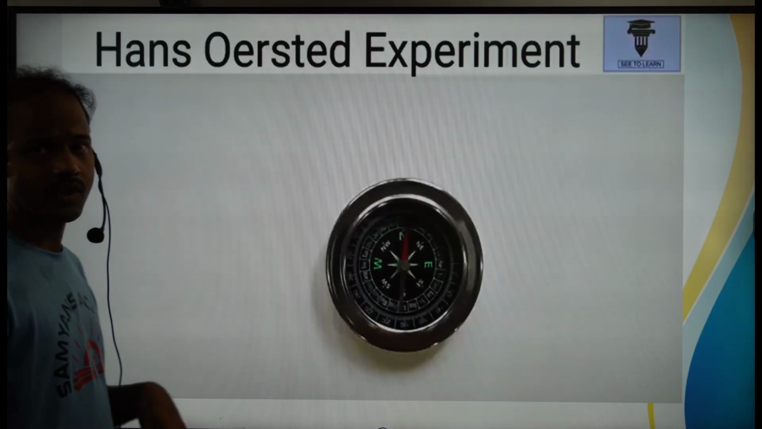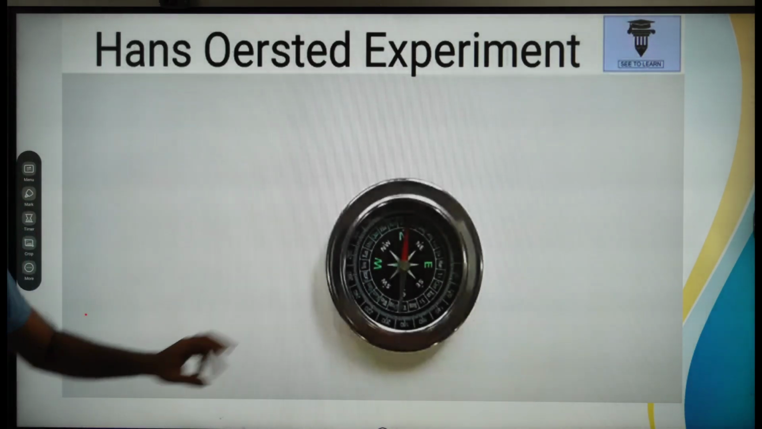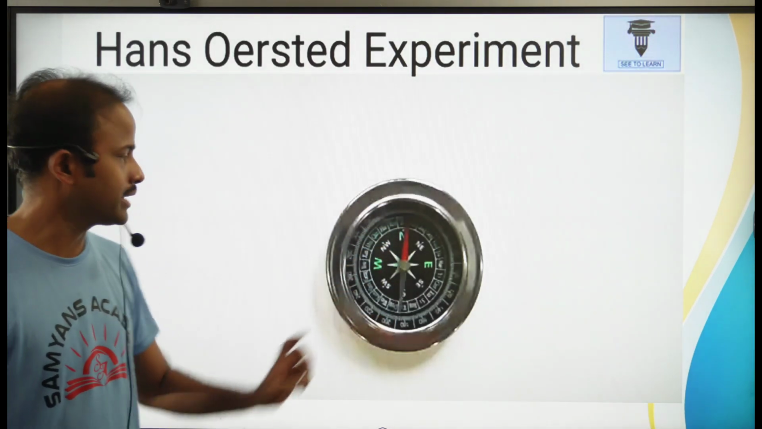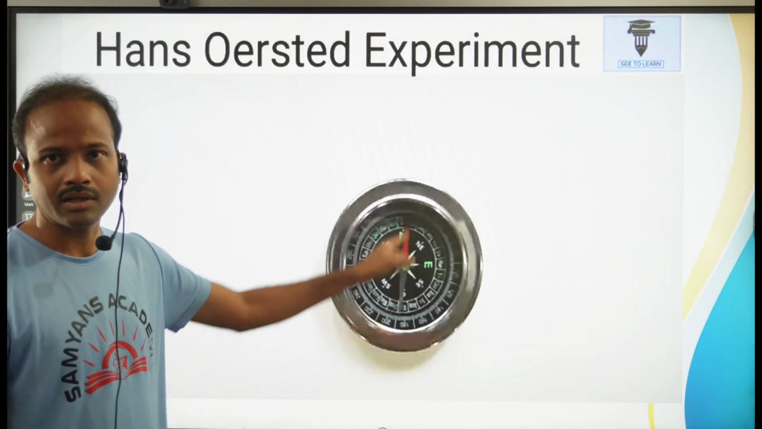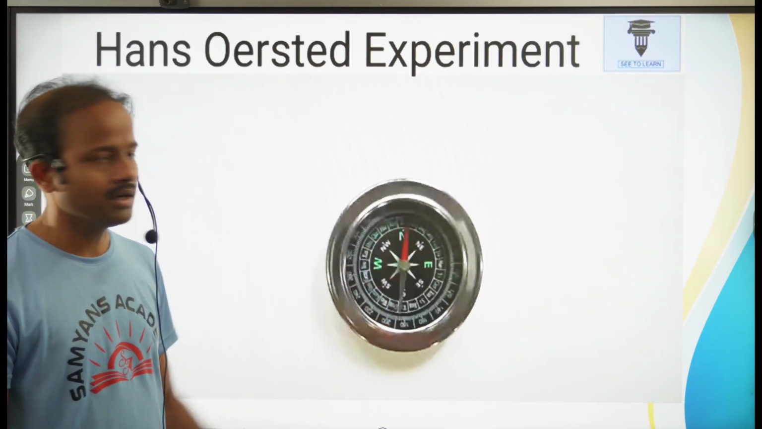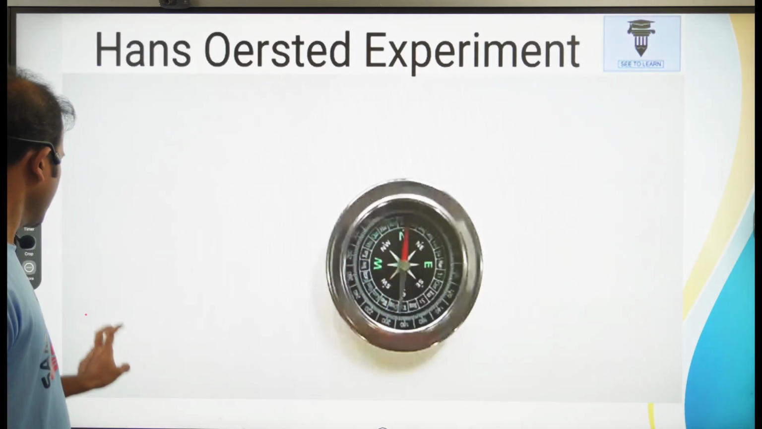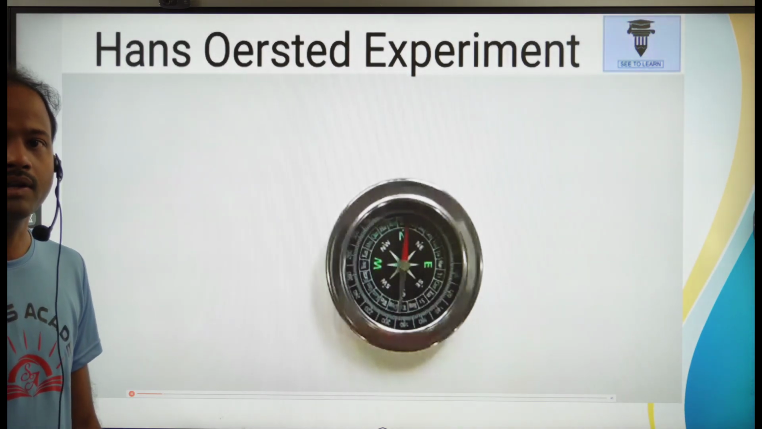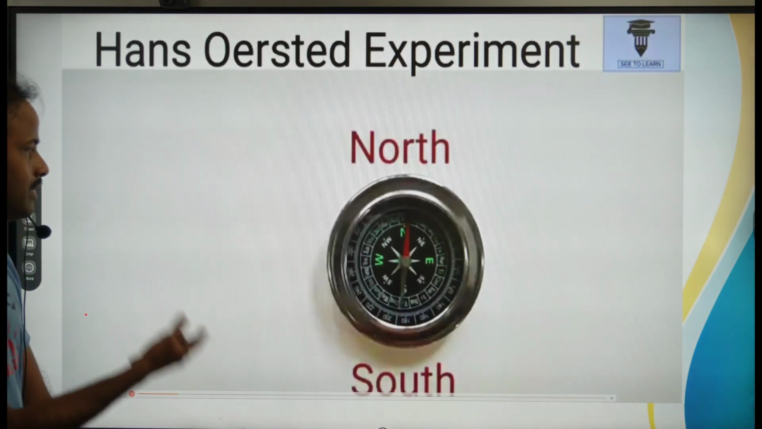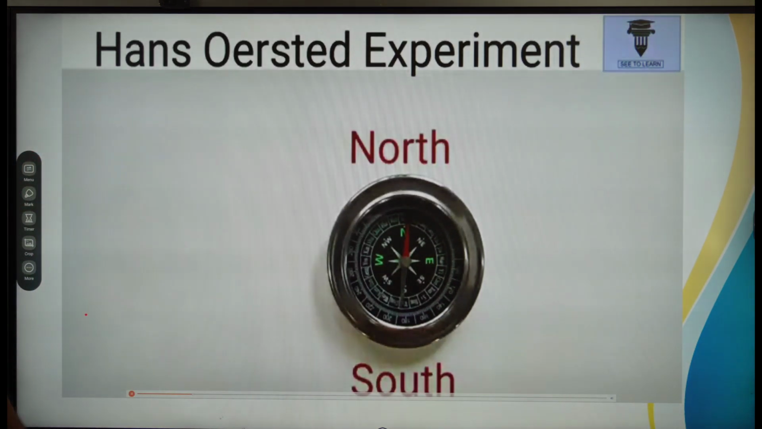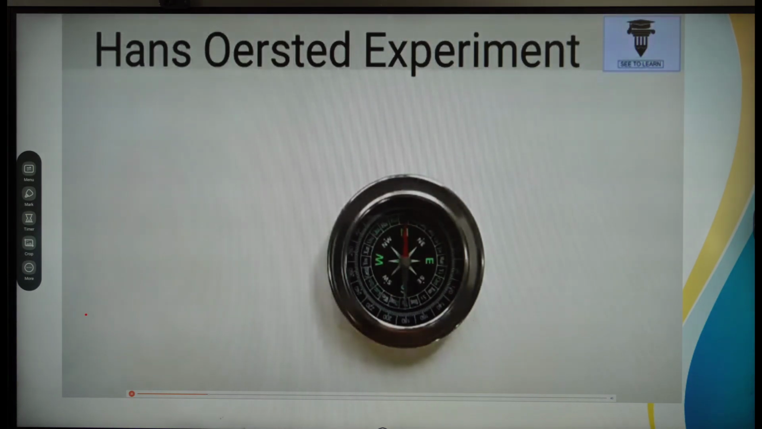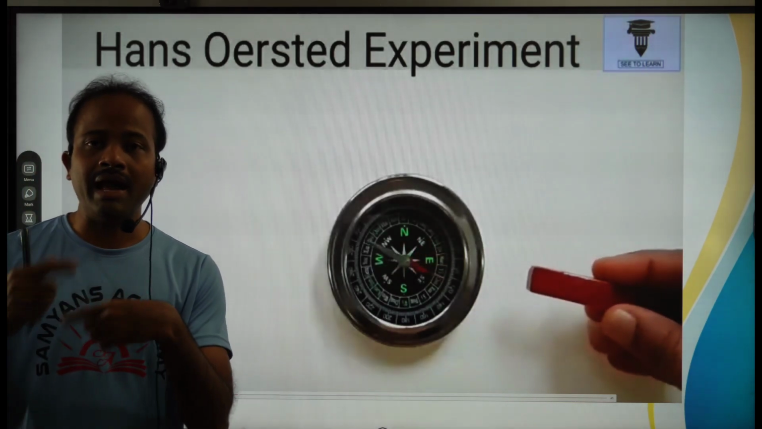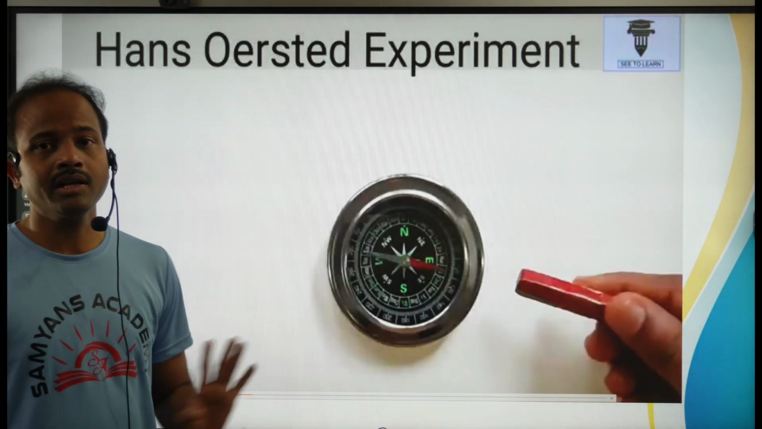Now you see, this is a compass. Always it will show the north and south. The red color indicates the north pole, and the other side indicates the south pole. When you take any magnet to this compass, what will happen? It will get deflected. When you take the other magnet nearer to this compass, it will get deflected. Means if there is any magnetic field around it, the compass needle gets deflected.